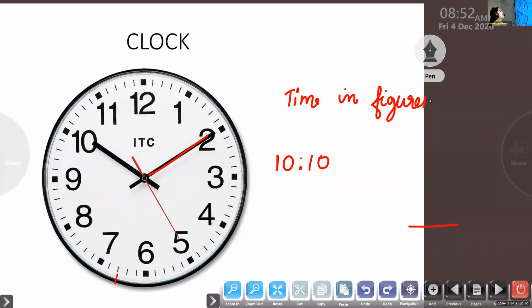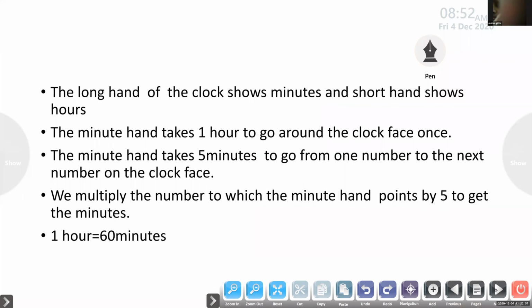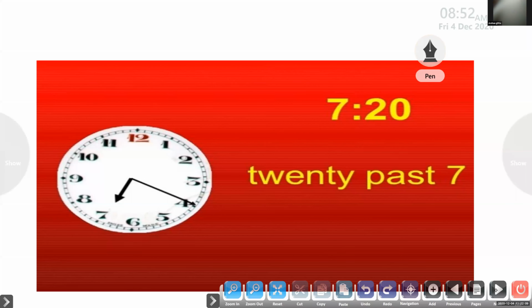Okay. Now the time is 10:10. Now we can see like that sometimes. In your board, there is showing 8:52 a.m. Okay, that's written over. Yes.